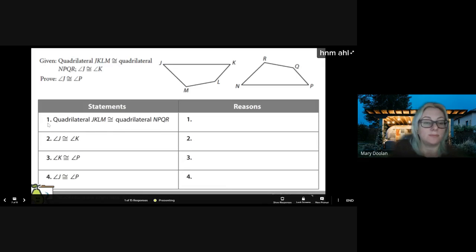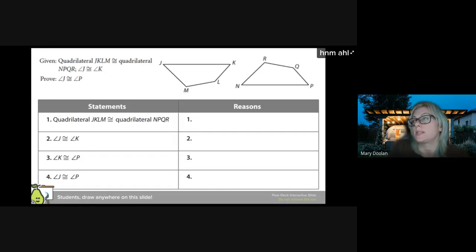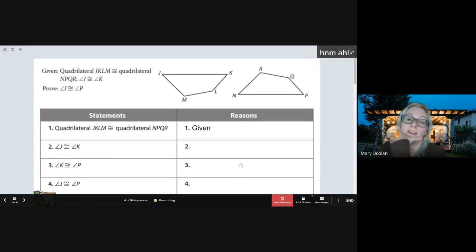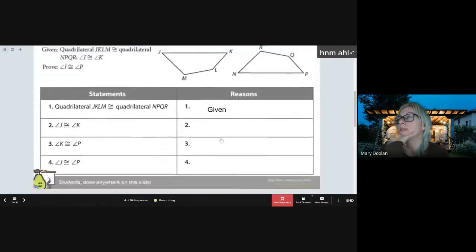And so this first statement, 1, quadrilateral JKLM is congruent to quadrilateral MPQR. Why is it that we can write this in this box? What is the reason? What would I put here? So go ahead and fill in box 1 with what you think the reason is. And just think back to what we did on the last problem. You can go ahead and toggle over to your Pear Deck tab. You're going to write a single word.